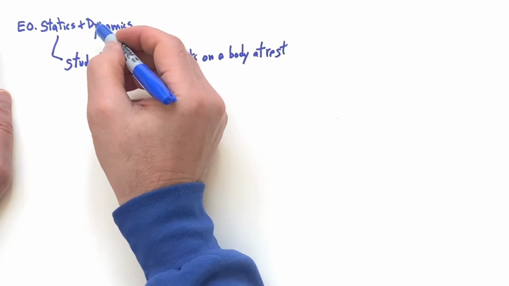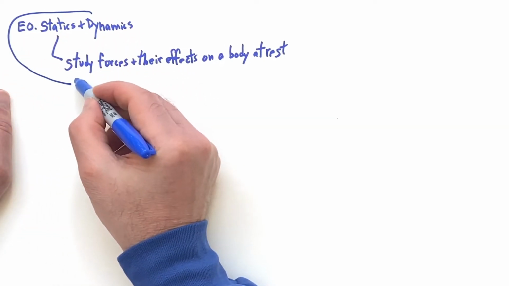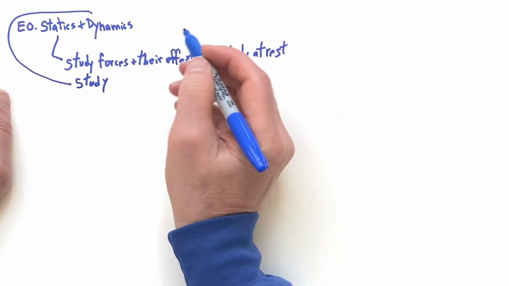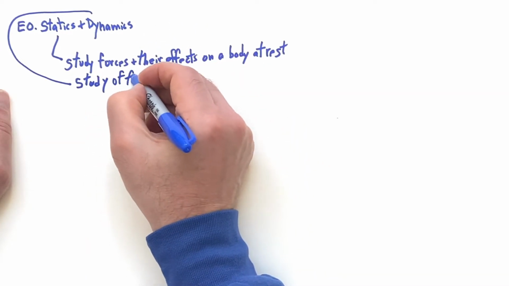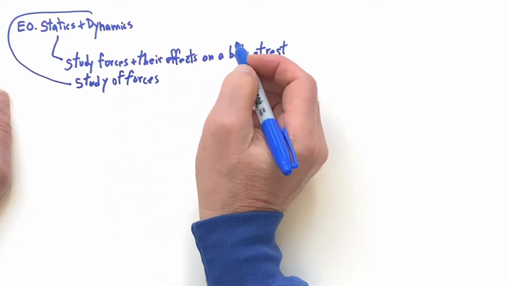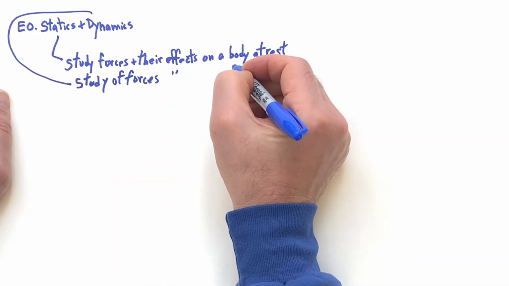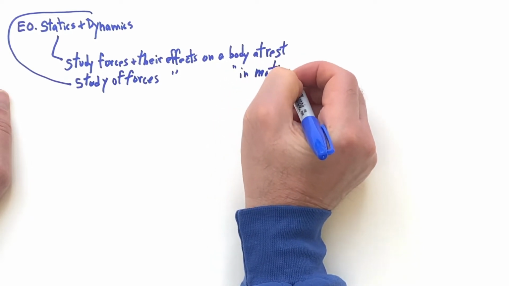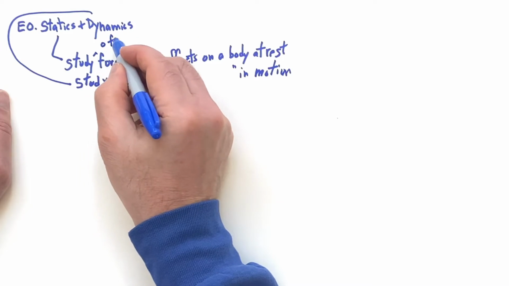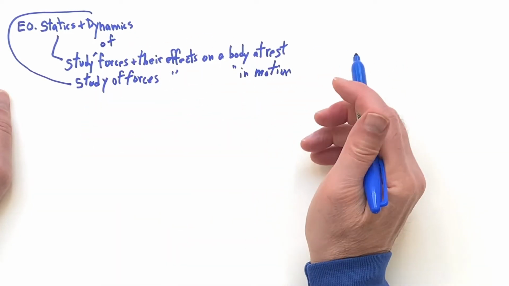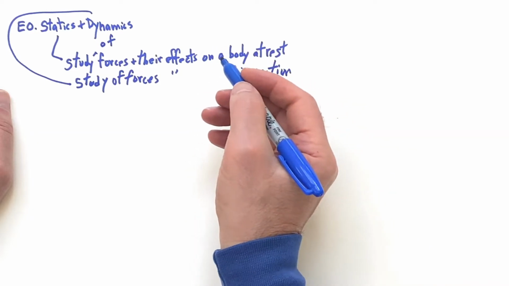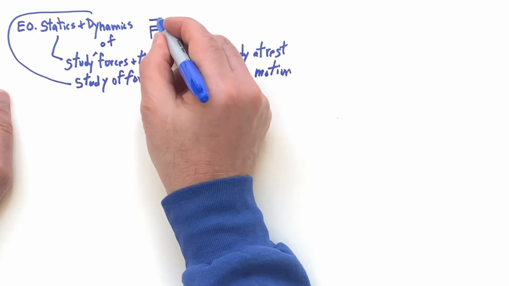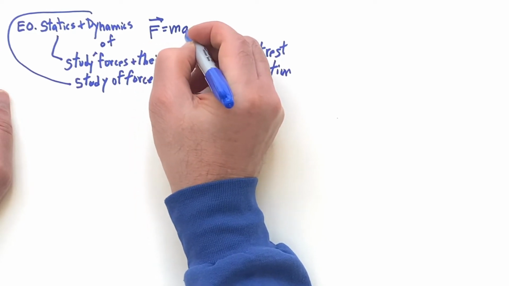And then for dynamics, the study of forces and their effects on a body in motion. So it's the study of forces in both cases, but in one case, F, the net force, is 0. So we can write down F equals ma, like this.